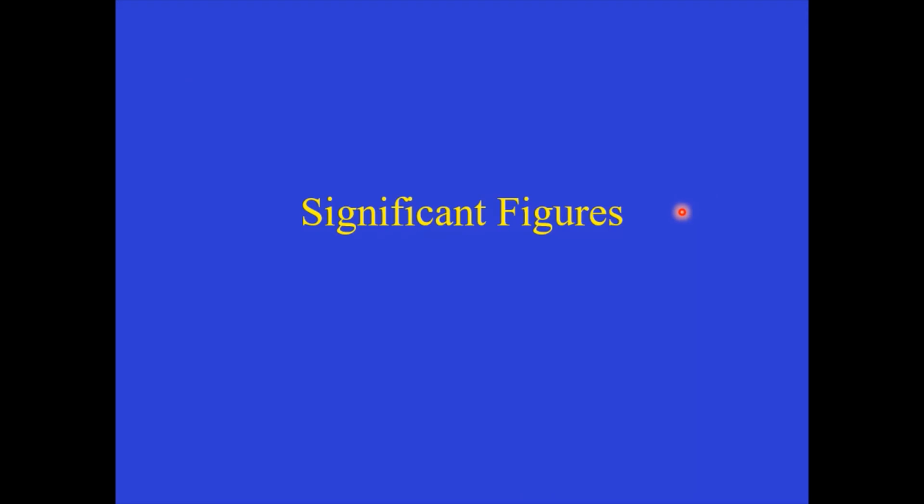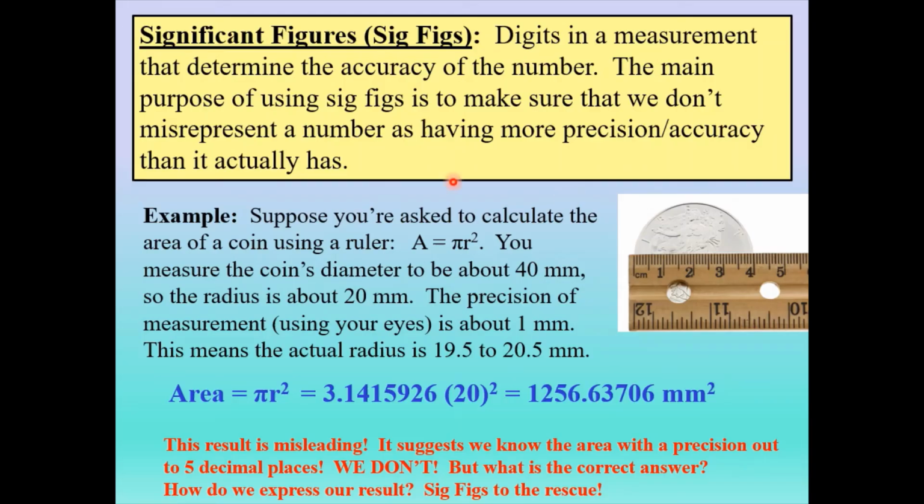The last topic in this first chapter is significant figures. So significant figures, which are usually said sig figs, since it's a lot easier to say, are digits in a measurement that determine the accuracy of the number. The main purpose of using sig figs is to make sure that we don't misrepresent a number as having more precision or accuracy than it actually has.